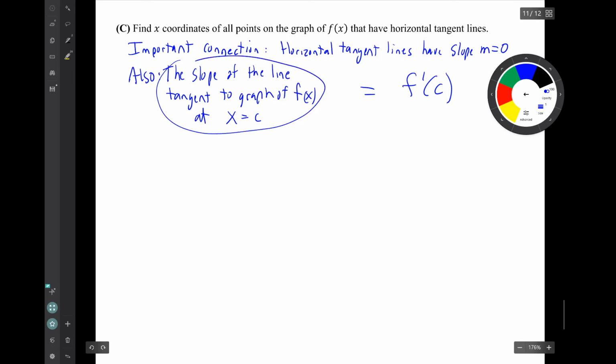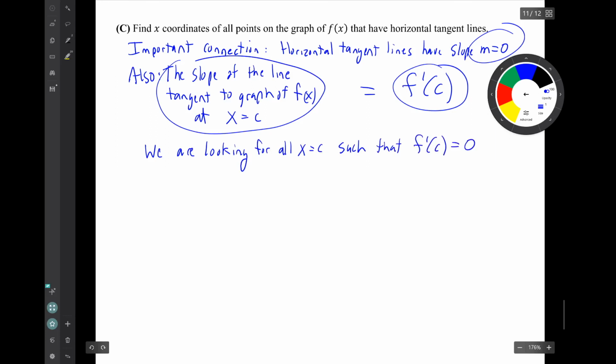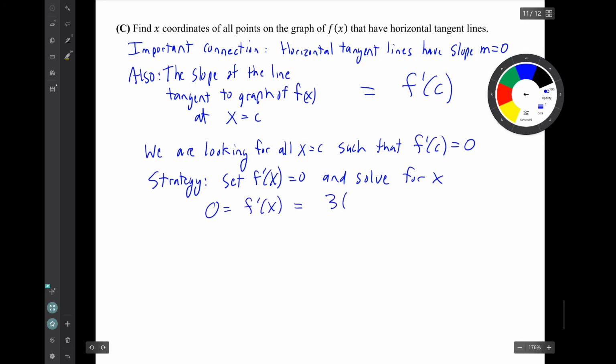So there's the important connection. The slope of the line tangent to the graph of f of x at x equals c equals f prime of c. So we're trying to find the numbers c that will cause this to happen. We're looking for the numbers x equals c such that f prime of c equals 0. So the strategy is set f prime of x equal to 0 and solve for x. So there's our derivative, and we have to find the values of x that cause that derivative to be 0.